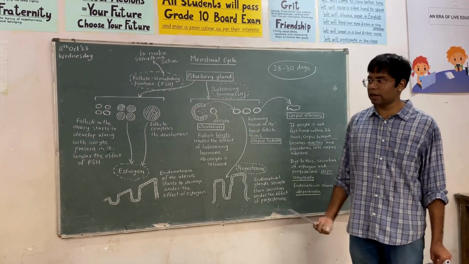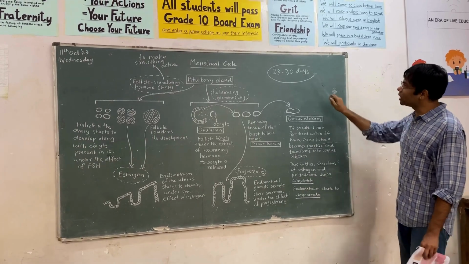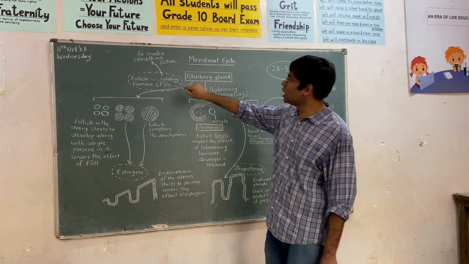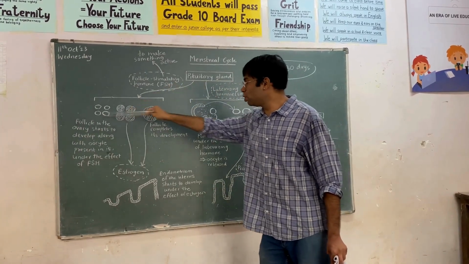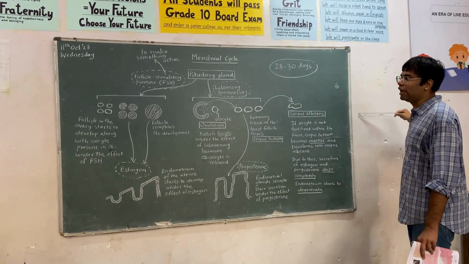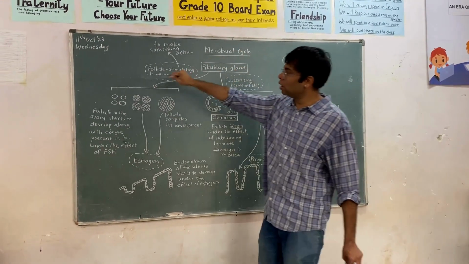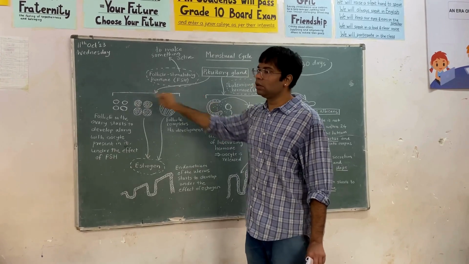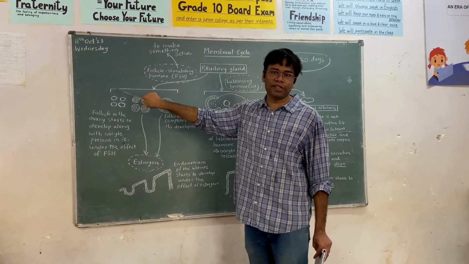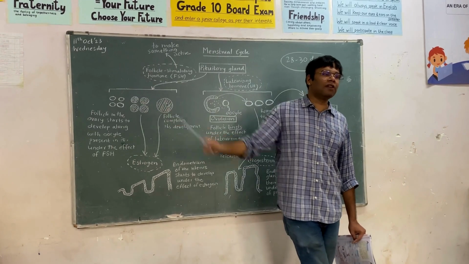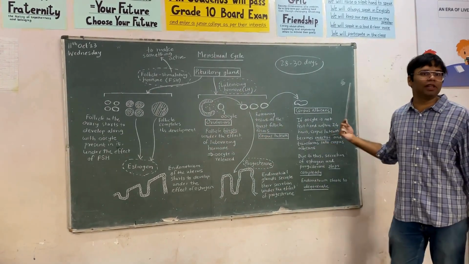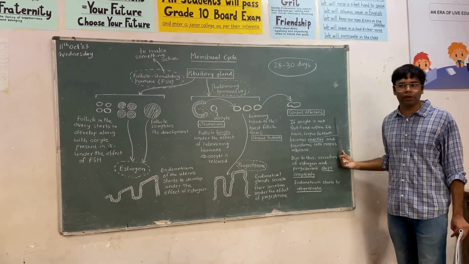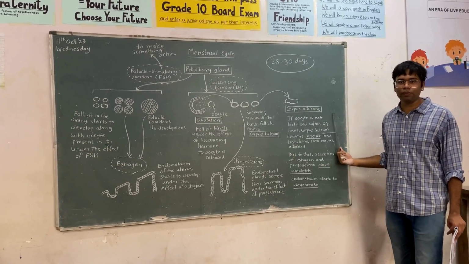Does that make sense? Yes. And this process will again repeat after 28 to 30 days. This whole process has taken 28 to 30 days. After that, we'll go back to this stage. Again, the pituitary gland will secrete FSH, it will develop the follicle, and the whole process will repeat again. Does that make sense? Yes. The process is ending with menstruation over here. Is that clear? Yes. Any questions here?